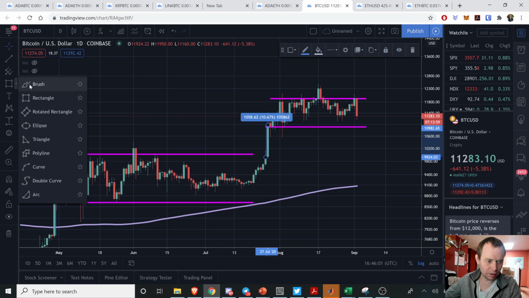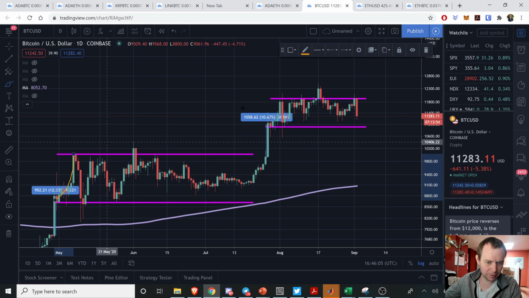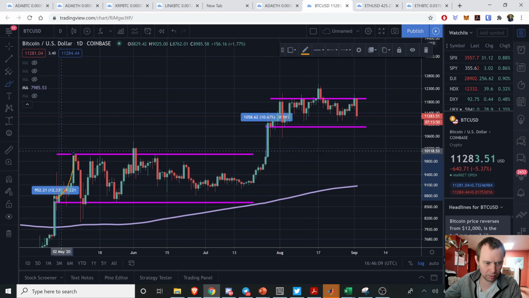Let me get a brush here. So we came up to the top, right, and then straight back down to the bottom. Okay, so up to the top, down to the bottom. Up to the top of the range, down to the bottom of the range, same thing.